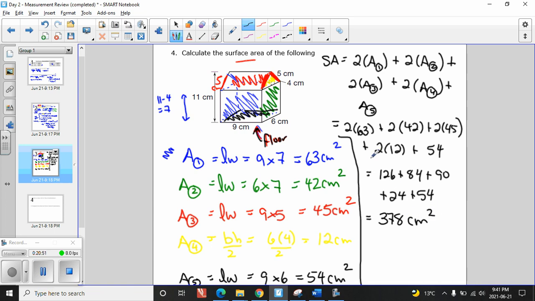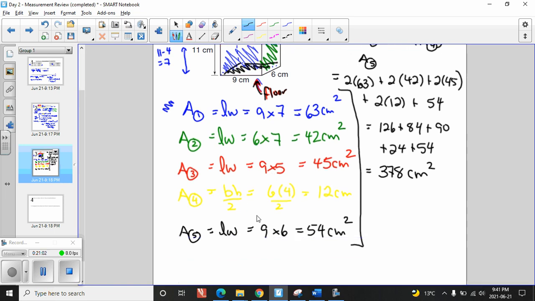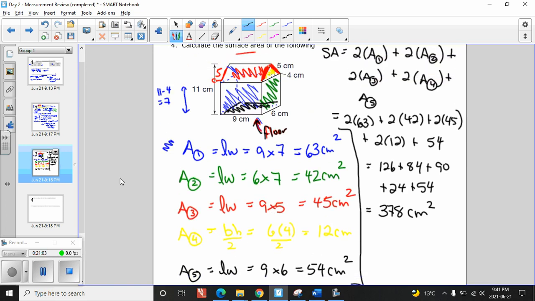So that was a lot of work. There's many shapes. Rectangles and triangles should be familiar though. And you've got your formula sheet for the length times width and the base times height over 2. On an evaluation, I would try to make clear whether or not you were supposed to include the floor in your calculation.